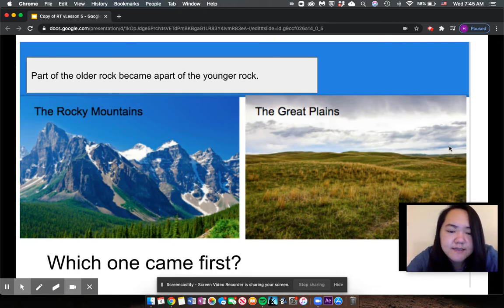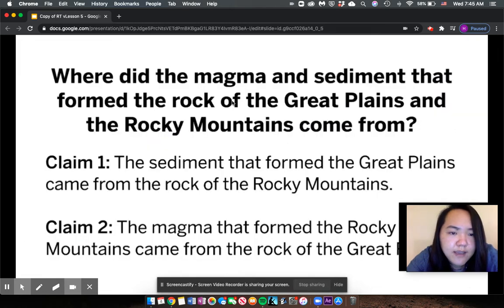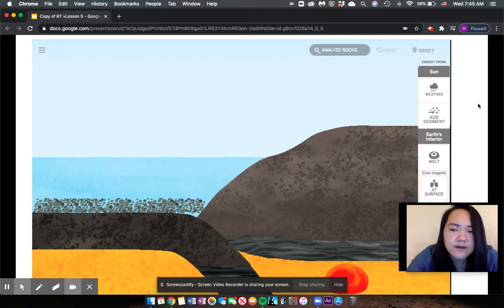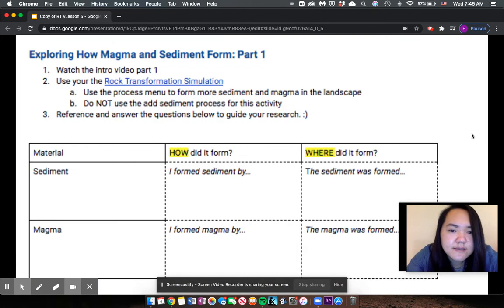And our question is, which rock formation came first? And we want to know, where did the magma and sediment that formed the igneous and sedimentary rock of the Great Plains and Rocky Mountains come from? And so to do that, we have to figure out, where does sediment come from in general, and where does magma come from in general? And specifically, what are the energy sources that drive this?